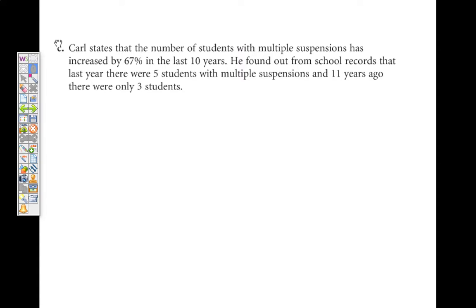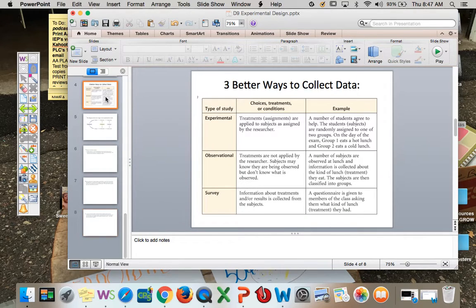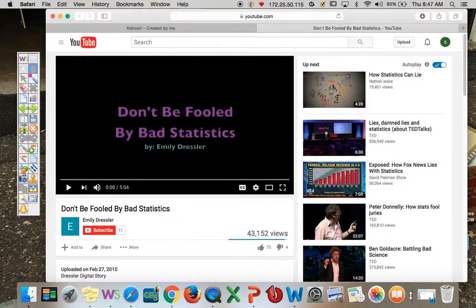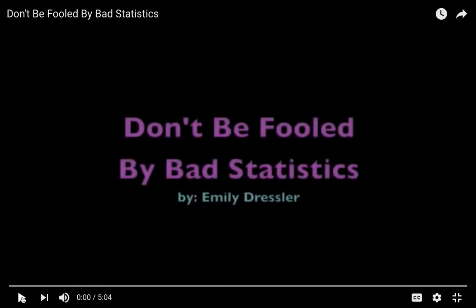So there's 2 words here, bias and misrepresentation, that we're going to watch a video about. So from this part of the presentation, you should know the 3 types of studies: experiment, an observation, or a survey. And now we're going to watch a video on what is misrepresentation and bias in a study? So we're going to watch this video.